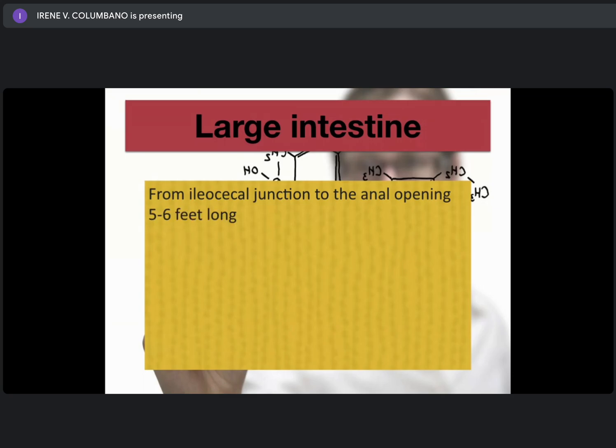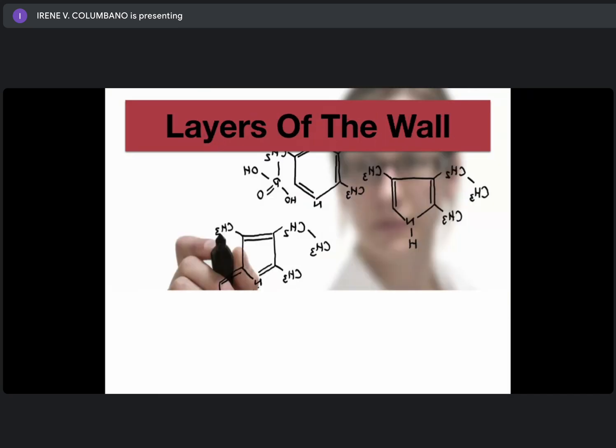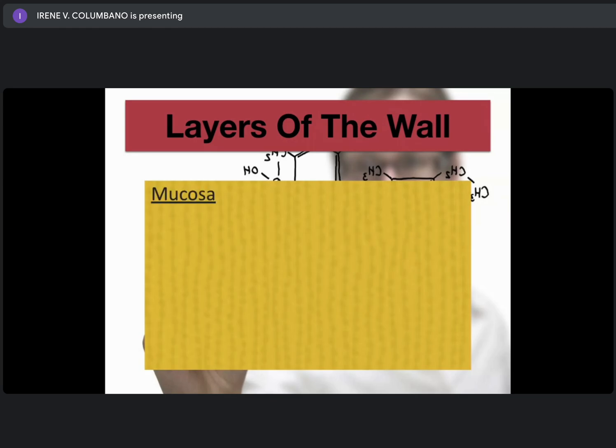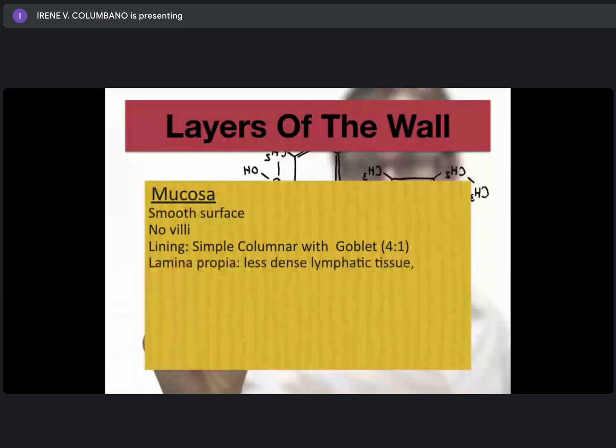From ileocecal junction to the anal opening, 5 to 6 feet long. Subdivided, ito yan: cecum, appendix, colon, rectum, and anal canal. Ano ba yung mga walls, layers, same mucosa, na pagdating sa colon, no? Sa colon, ito na yung storage no ng mga undigested fecal material. So lahat ng tae nandun nasa colon, okay? So the mucosa of the large intestine is made up of simple columnar pa din with goblet cells.